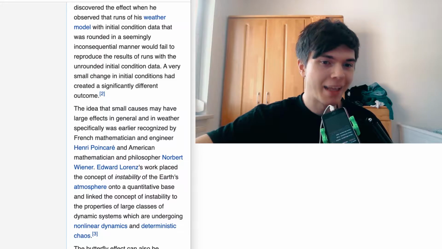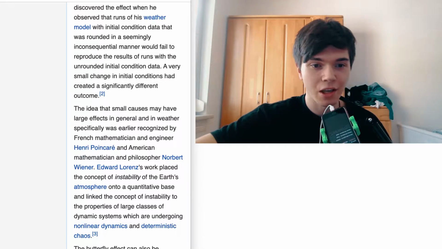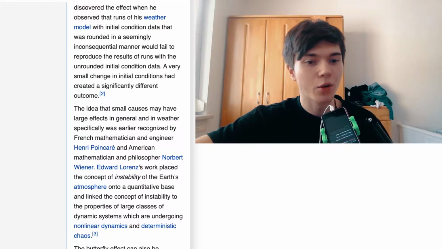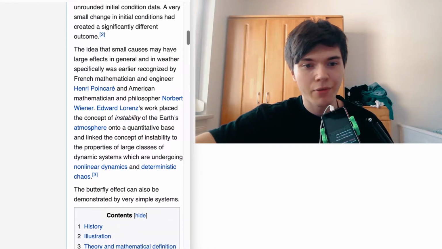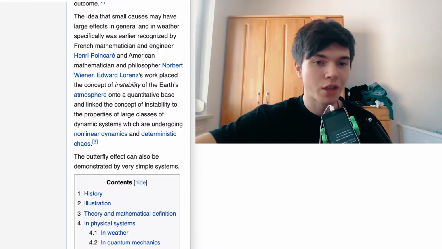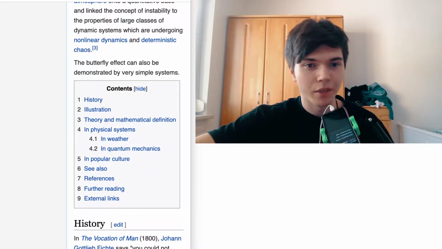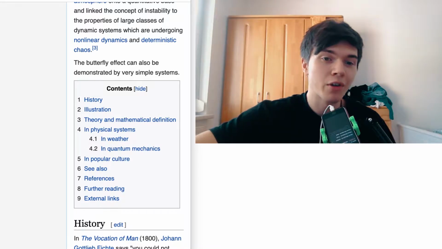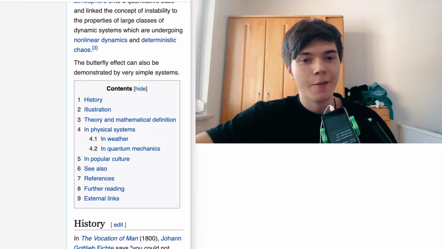Edward Lorenz's work placed the concept of instability of the Earth's atmosphere onto a quantitative base and linked the concept of instability to the properties of large classes of dynamic systems which are undergoing nonlinear dynamics and deterministic chaos. The butterfly effect can also be demonstrated by very simple systems, as we have seen before with the pendulum, just because of very small changes, the pendulum swings completely differently in the end, which also makes sense.